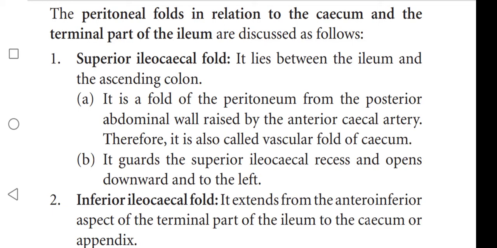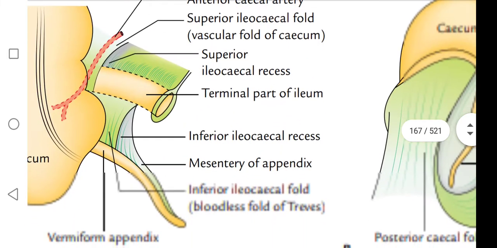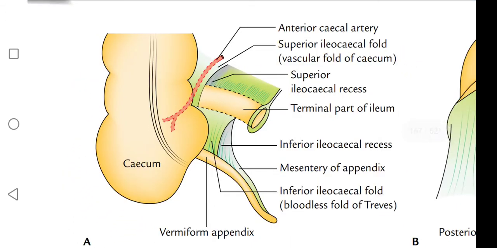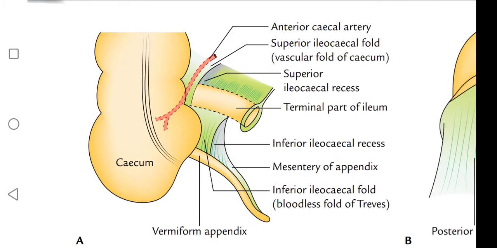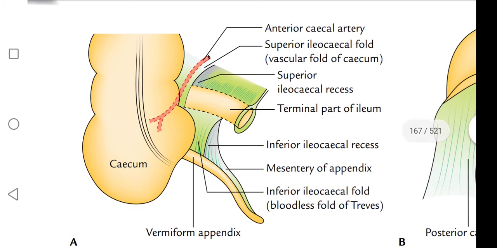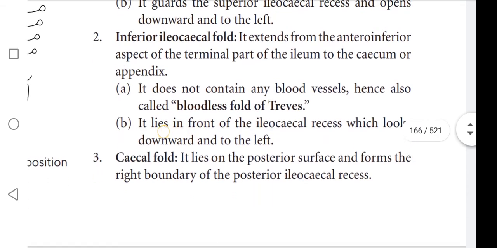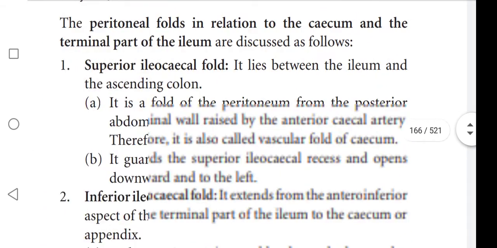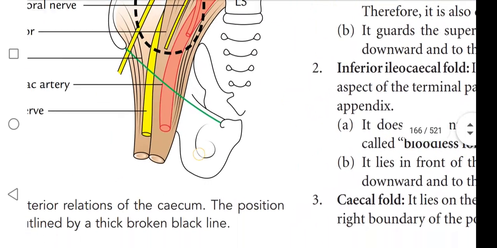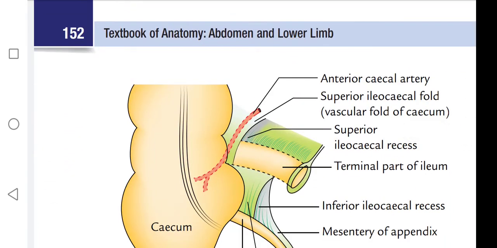Once again, we are talking about the superior ileocecal fold. It lies between the ileum and colon. If I show a diagram, it may be easy for you. This is the superior ileocecal fold, that means the vascular fold of cecum. It lies between the ileum and ascending colon.